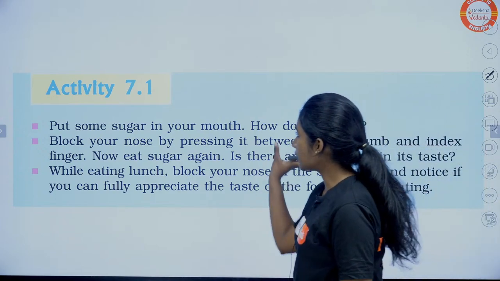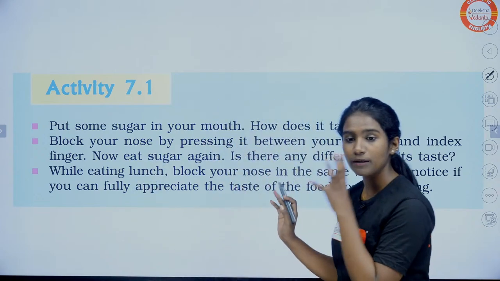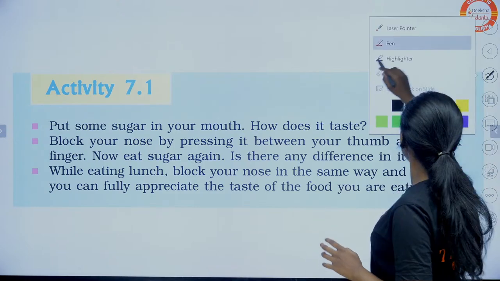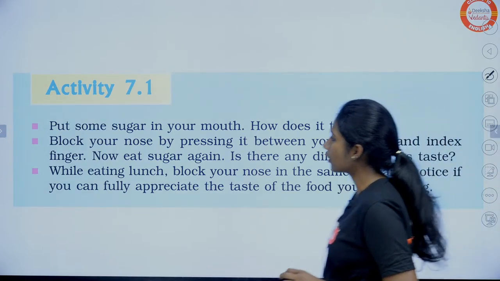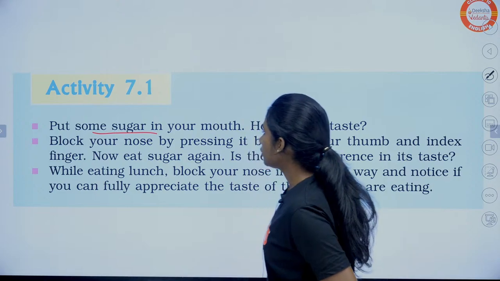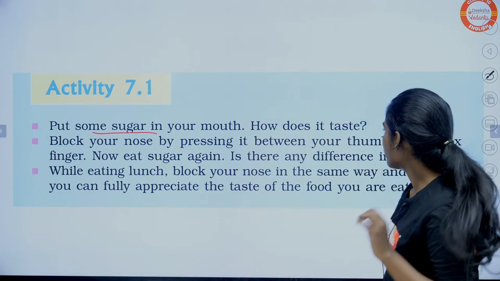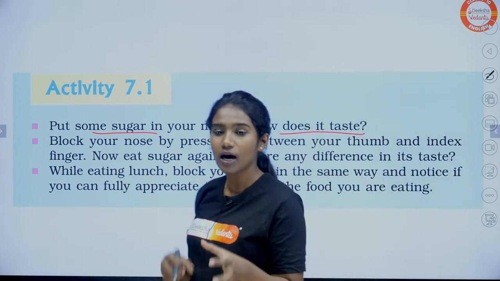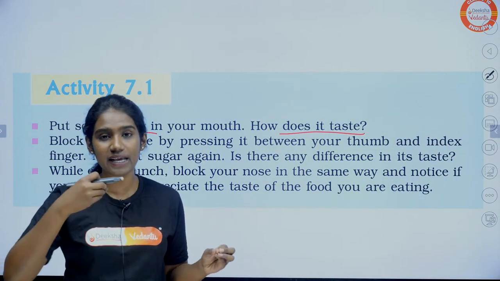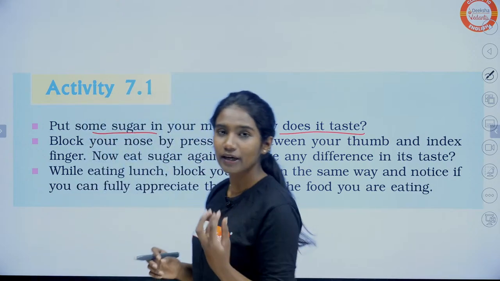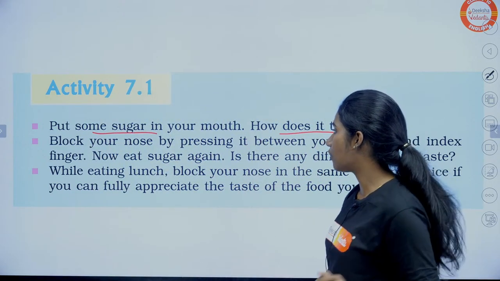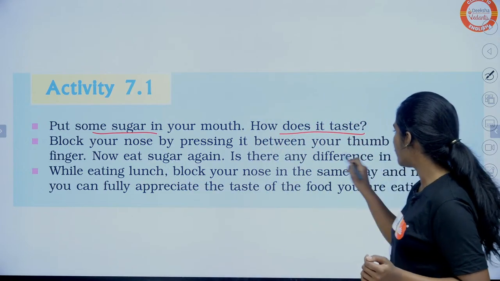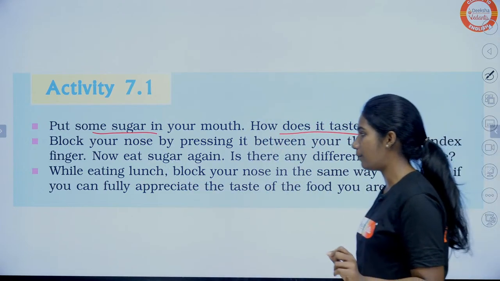Okay. So, this is the first activity that is present in the chapter, control and coordination. Let's see what the activity is all about. Put some sugar in your mouth. How does it taste? When you eat sugar, how does it taste? Obviously, it tastes sweet. Now, block your nose by pressing it between your thumb and index finger.